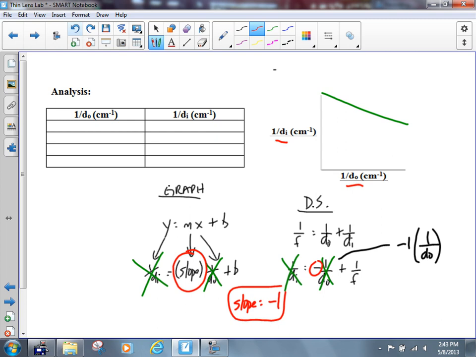We don't need that number. It's always the same. It's very predictable. It doesn't help us. The slope isn't what we want today. Rather, what we want today is this, the y-intercept. b, the y-intercept, is 1 over f. If the y-intercept is 1 over f, then f is 1 over the y-intercept.